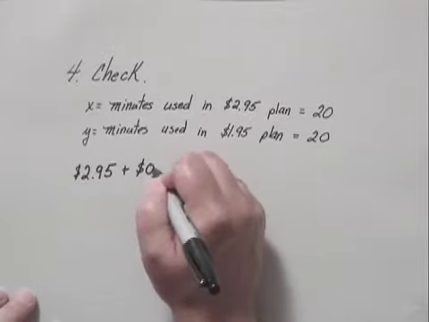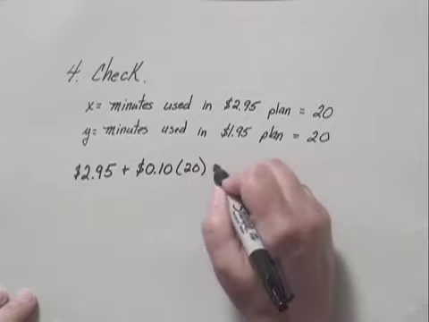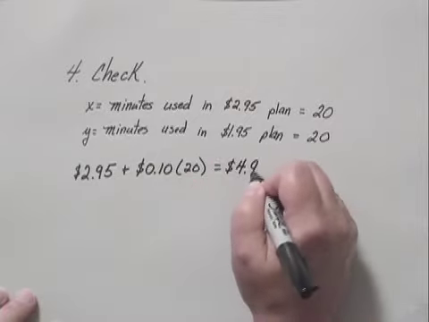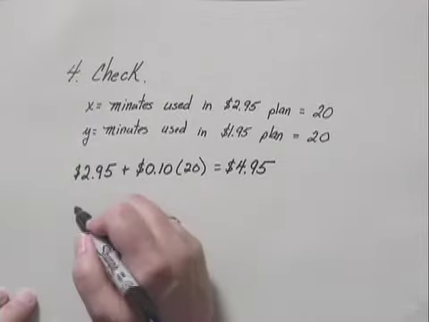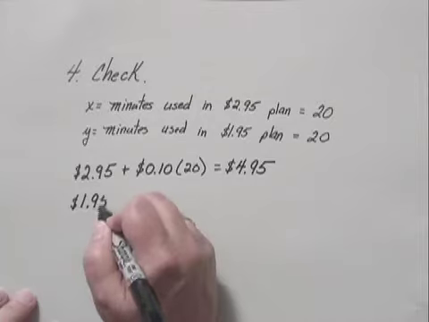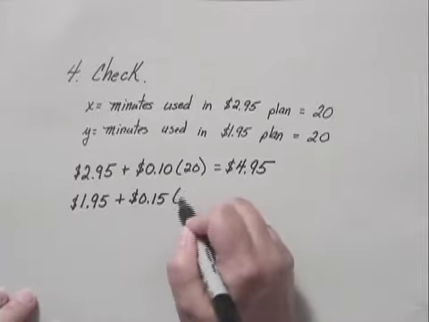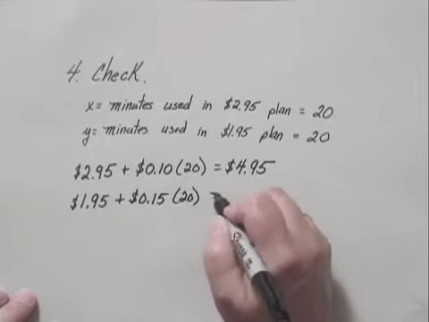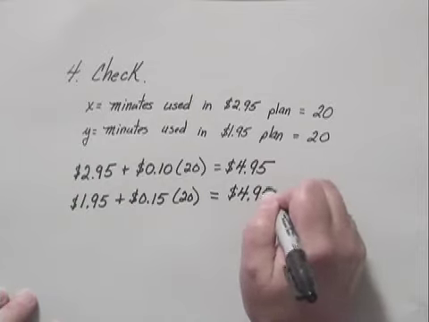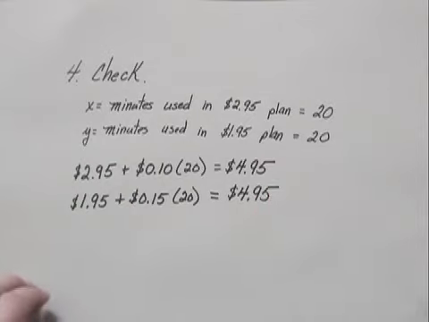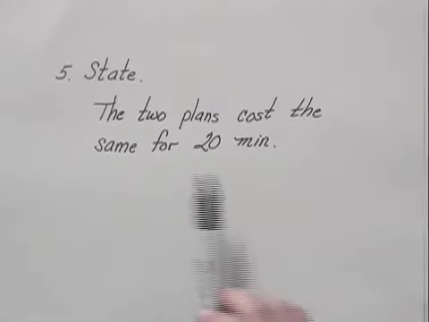For 20 minutes, the $2.95 plan would be $2.95 plus 10 cents a minute written in dollars is $0.10 times 20, and that would be $4.95. For the $1.95 plan, I have $1.95 plus 15 cents a minute written in dollars times 20 minutes, and that also gives me $4.95. So my solution checks, and I can state that the two plans cost the same for 20 minutes.